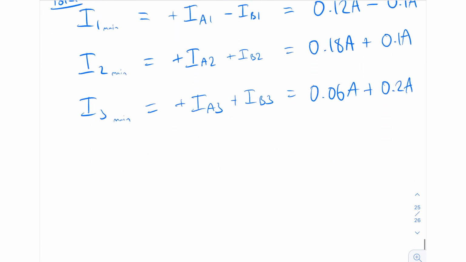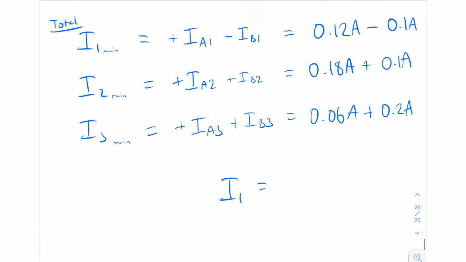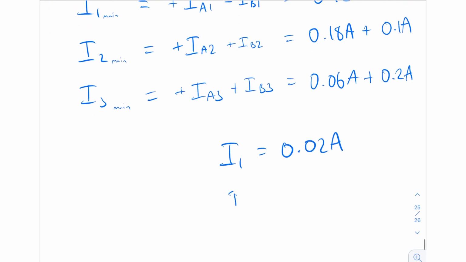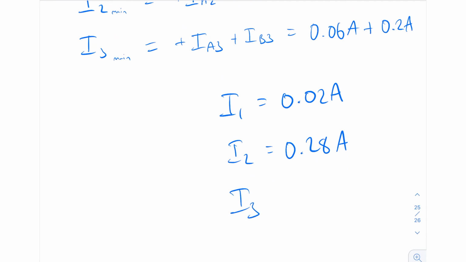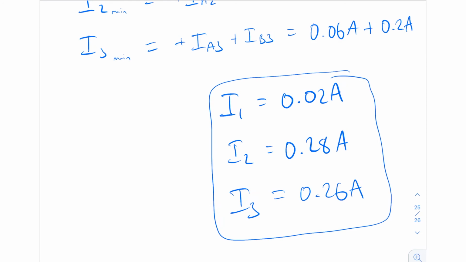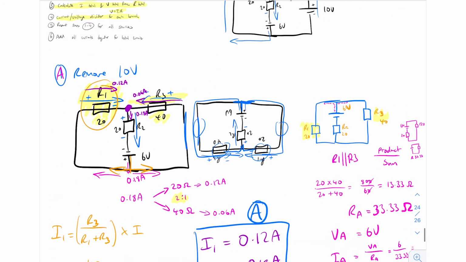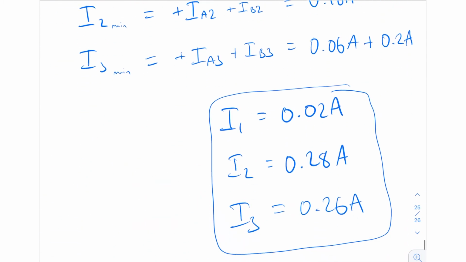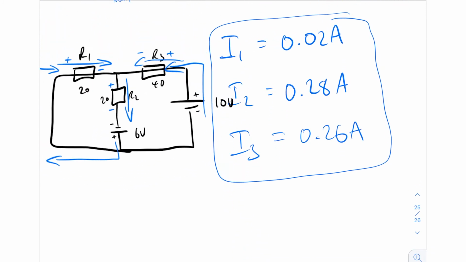And then we can say that I1 is equal to 0.12 minus 0.1, which is 0.02 amps. I2 is equal to 0.18 plus 0.1, which is 0.28 amps. And I3 is equal to 0.06 plus 0.2, which is 0.26 amps. And there you have it. Now you have the total currents for all of those branches in the original circuit, which is this circuit here. Which is amazing, you know. I get a lot of satisfaction when I finish that.